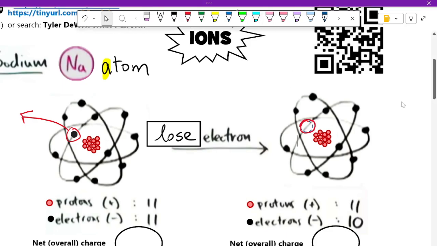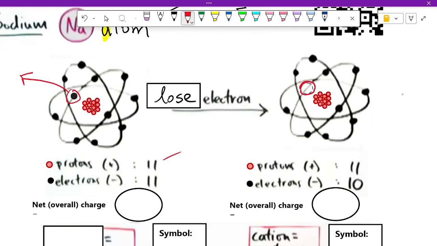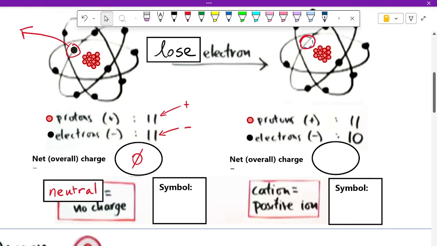And if we had 11 protons and 11 electrons, what is the net overall charge? 0. And so that would mean that it is neutral, which means it has no charge. And to write the symbol for a neutral atom, you just write the atom. Na, no charge. You don't have to write the 0. Okay, we don't write zeros up at the top if the charge is 0.